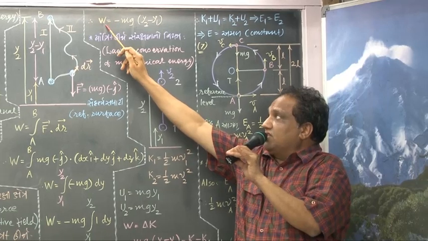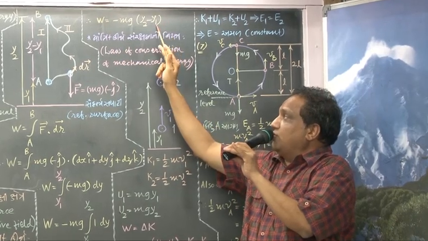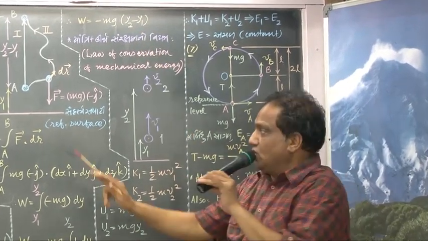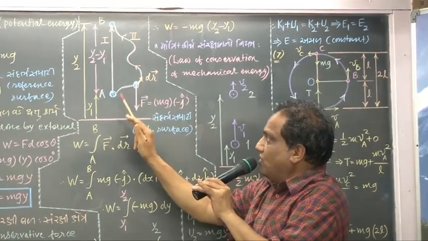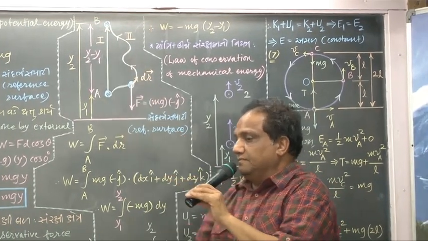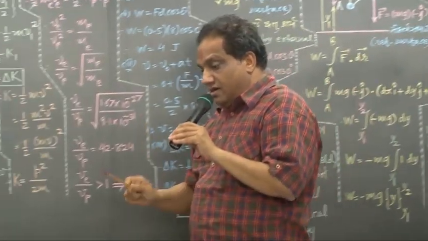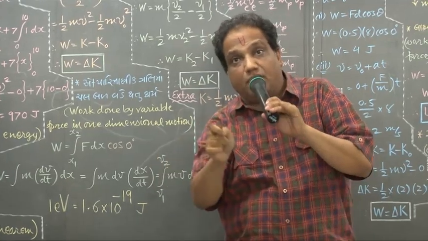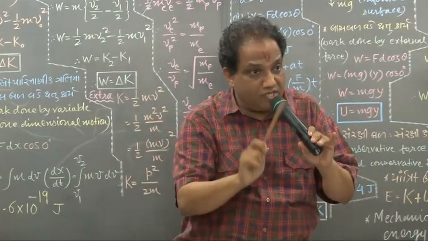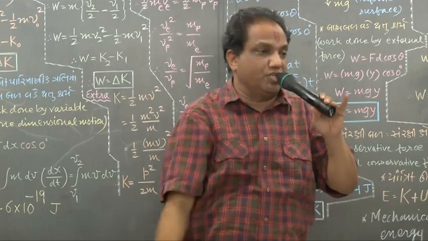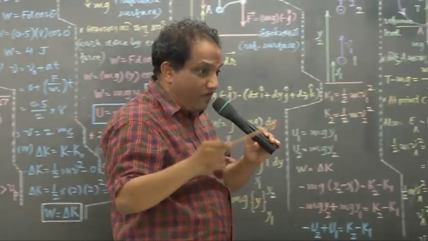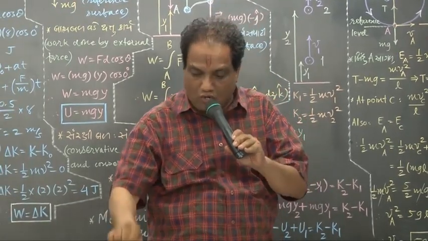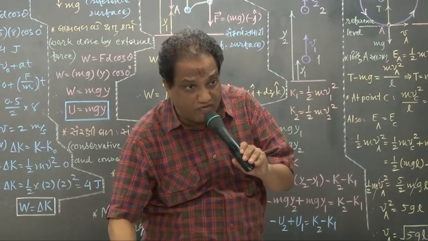This work done by the gravitational force depends only on the initial position and final position, but it does not depend on the path followed by the body. If the work done by a given force depends on the initial and final position but does not depend on the path joining them, then such a force is called a conservative force. And the force field which generates such a force is called a conservative field.